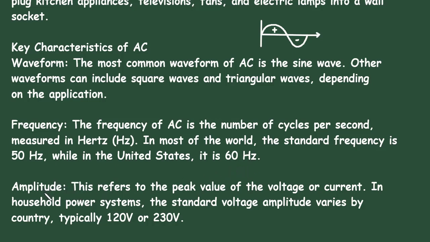Then next is amplitude. This refers to the peak value of the voltage or current. So here we can see this is the peak value, so this will be the amplitude. In household power systems, the standard voltage amplitude varies by country, typically 120 volt or 230 volt.